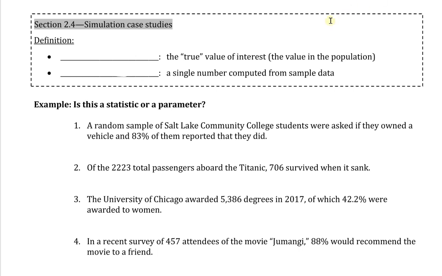The first is the definition of a parameter. A parameter is the true value of interest that describes a population. However, a parameter may be unknown or unknowable if your population is too large, in which case we can estimate the value of a parameter with a statistic. This is a single number computed from sample data that's hopefully representative of your population.